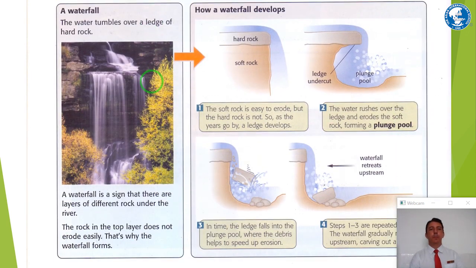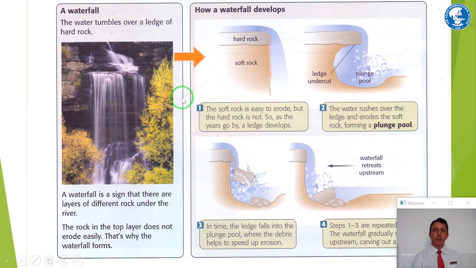Next we have a waterfall. Now, a waterfall is a sign that the river is flowing over different layers of hard and soft rock. The hard rock does not erode as quickly, and the soft rock erodes much faster. So we end up with steps in the rock below the river. So let's have a look at these diagrams on the right.